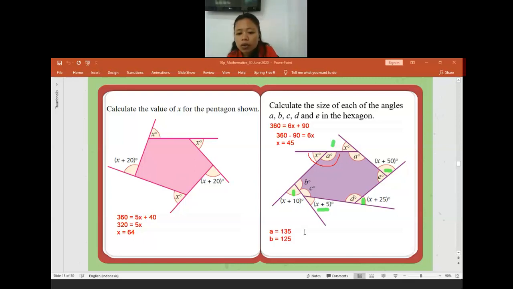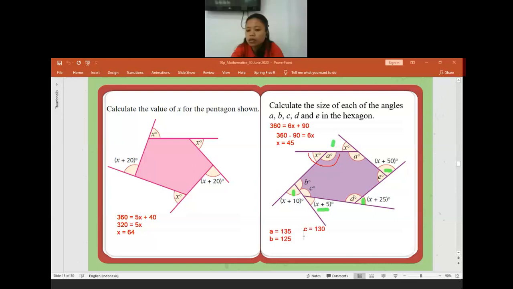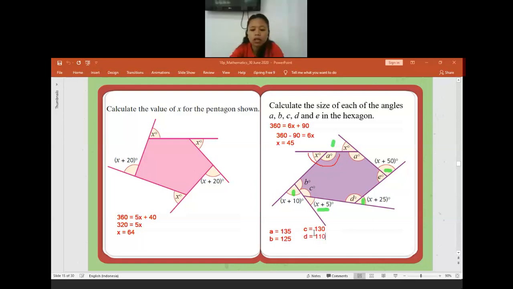Okay, let us continue to C. How many degrees is C? 130. Okay, good job. Is there anyone confused why it is 130? No. And then how many degrees is D? 110. Okay. What about E? 85. Okay. Is there anyone confused so far? Or maybe I go too fast? If no one is confused, let us continue to the other one.